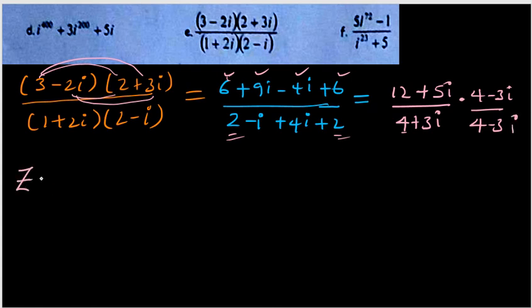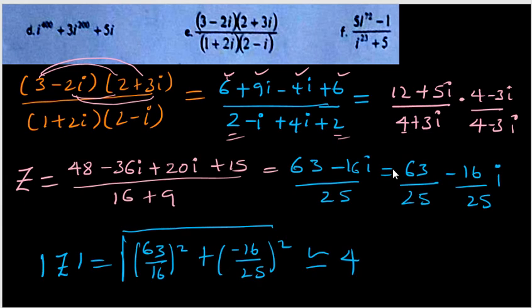Then the z will be, when we expand it, 48 minus 36i plus 20i plus 15. The down part will be the sum of the squares of each component, that is 4 square plus 3 square, which will be 25, and the upper part will be 63 minus 16i. So we can write it in the standard form, x plus yi form. That's going to be the simplest form of the z, that is 63 over 25, this is the real part, minus 16 over 25 i is the imaginary part. Then the modulus will be the square root of the sum of the squares of each component, that's going to be approximately 4.